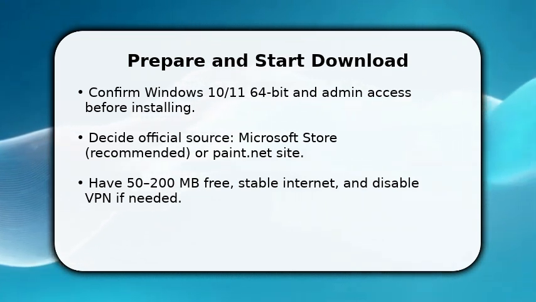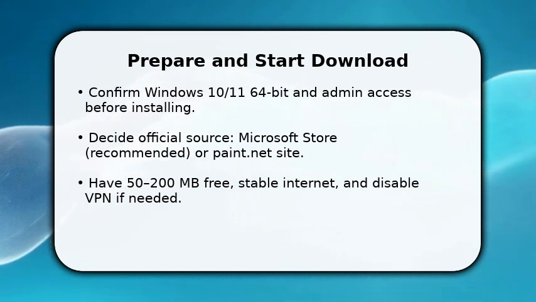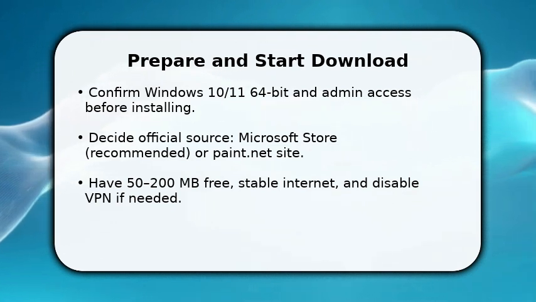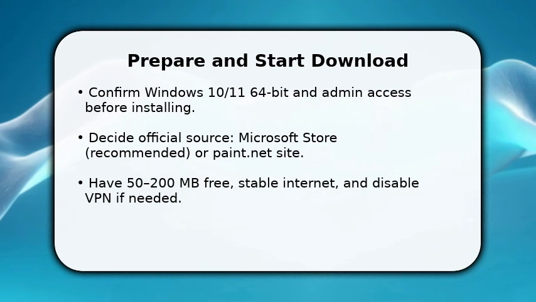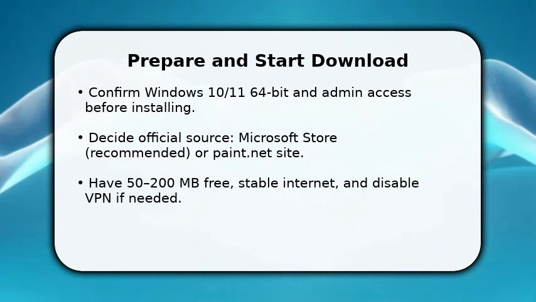Now open the store or browser, search for Paint.NET, and click Download or Get. You're starting the process immediately. Don't pause to tweak settings yet. Keep an eye on download progress and prepare to run the installer when it finishes.